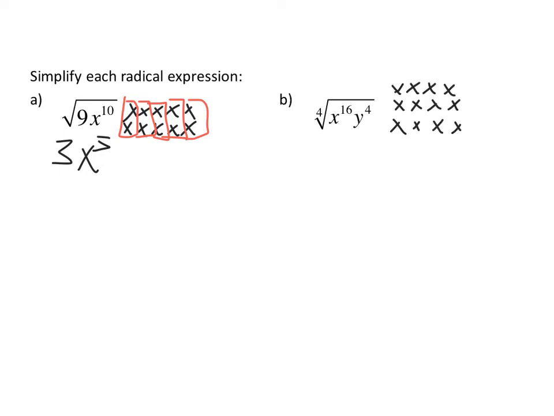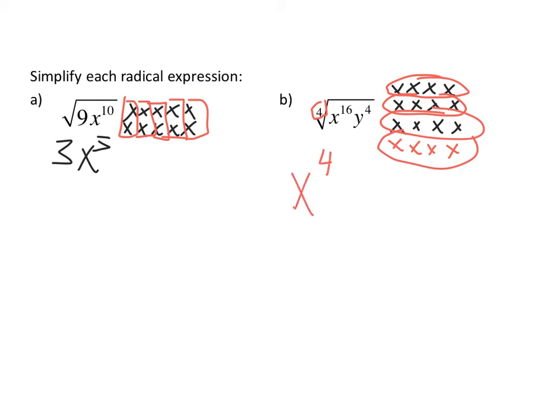Since it is a 4th root, I'm looking for groups of 4. So I have 1 group of 4, 2 groups of 4, 3 groups of 4, and I actually forgot another. That was only 12 x's, so I have 1 more. So I have 4 groups of 4. So I'm going to put x to the 4th. Since there were 4 groups, I can bring out x to the 4th.